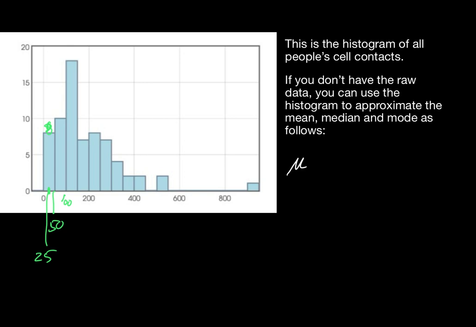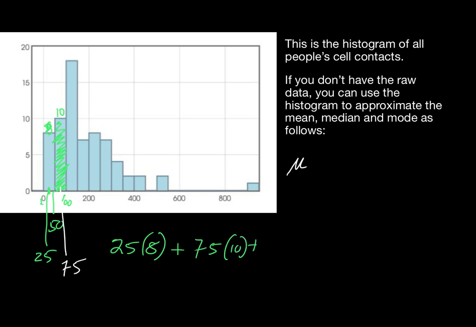Since I don't have all the data points, I know that this interval from 0 to 50, which the center of it is at 25, has 8 data points. So I'm going to take 25, which is the variable value at the bottom for number of cell phone contacts, and there's 8 of them. So 25 times 8. Then I'm going to add to that the next interval, which goes from 50 to 100. The halfway mark in 50 to 100 is 75, and it appears that that one occurs 10 times. So I'm going to have 75 times 10.